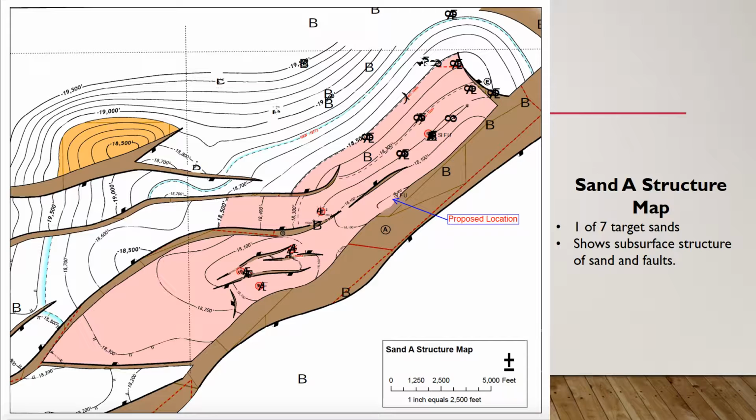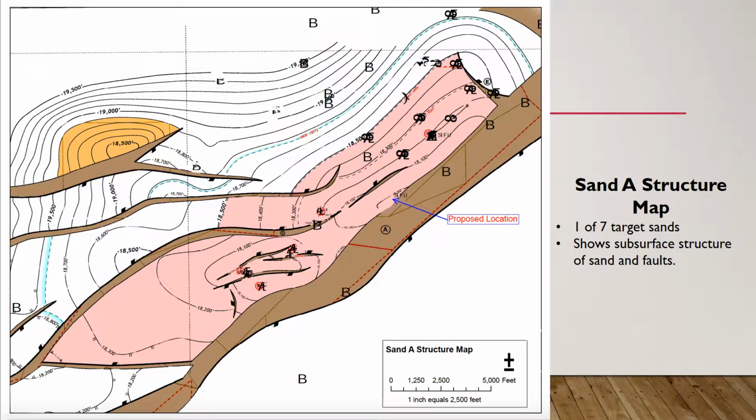This is a map of Sand A, the structure map for subsurface. This is one of the 7 target sands for this well. This was the only one I was able to include because the other ones have confidential information on them. But the structure is generally the same for most of them. They're just at different depths.